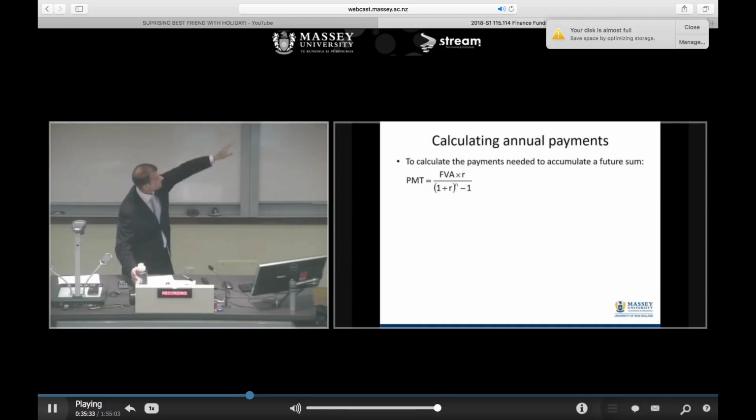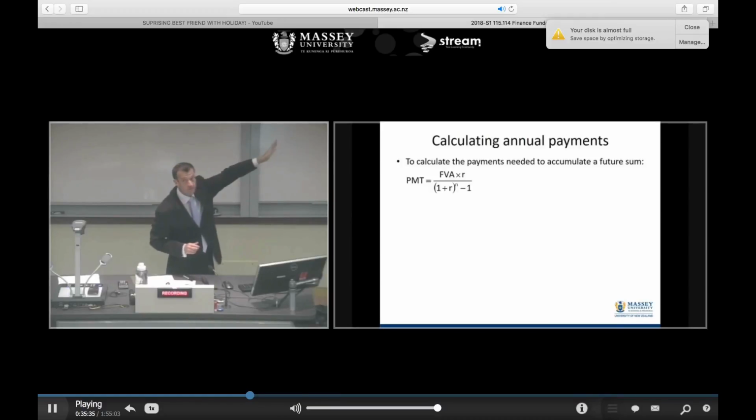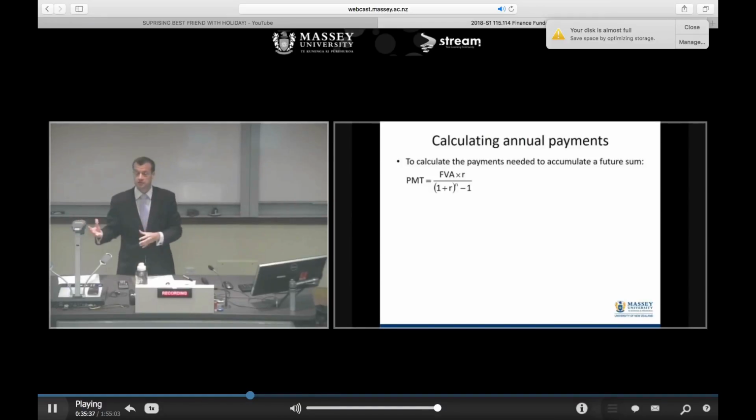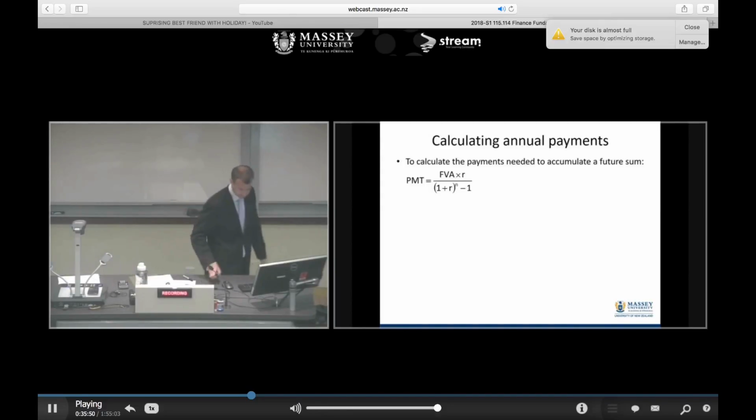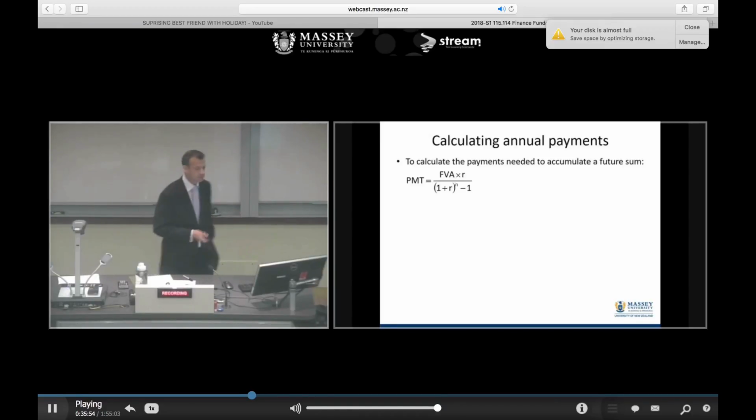So this formula here will be calculating the payment for a future value annuity. How do we know that? Well, we know that because it's got FVA in the formula. It doesn't have PVA in there, present value annuity. So it must be the future value one. So this is useful for calculating payments needed to accumulate a future sum.